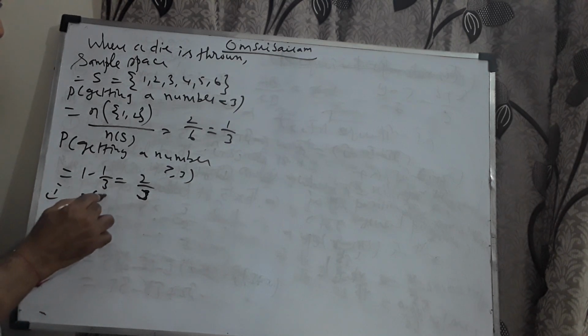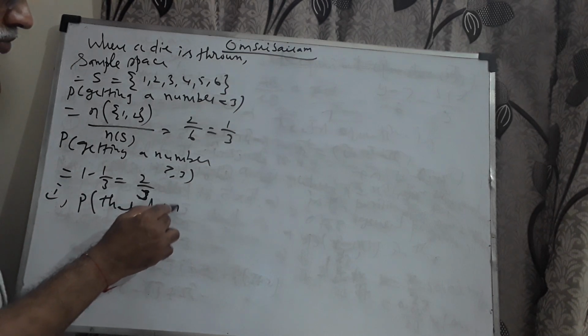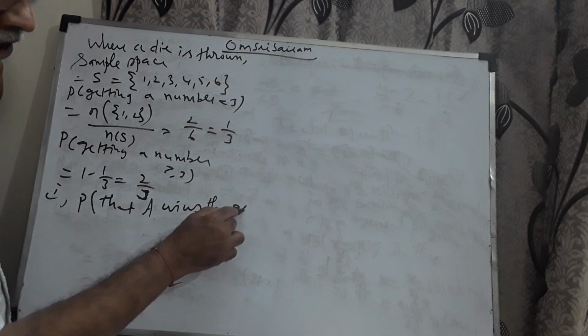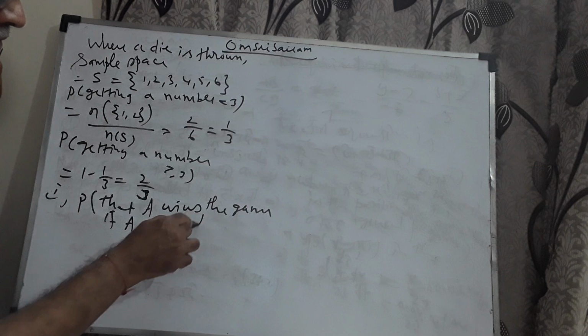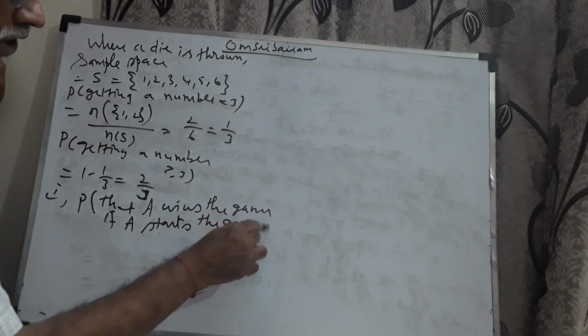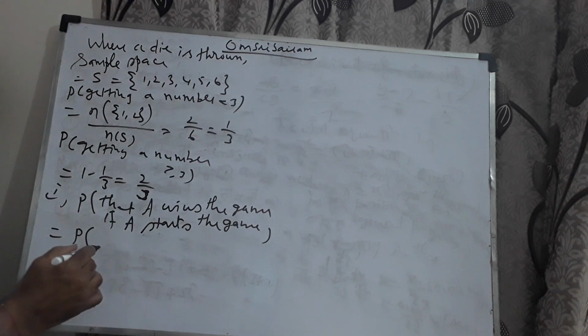Now subdivision 1. Probability that A wins the game if A starts the game. Listen, A will start throwing the die. If he gets a number less than 3, that is 1 or 2, he is considered to be the winner, and B and C will not even get a chance to throw the die. That's very important.